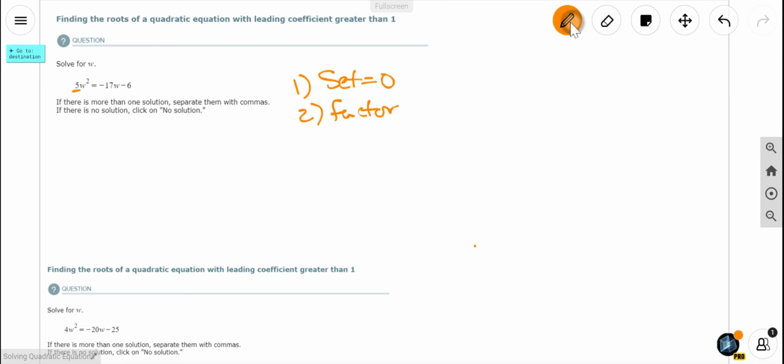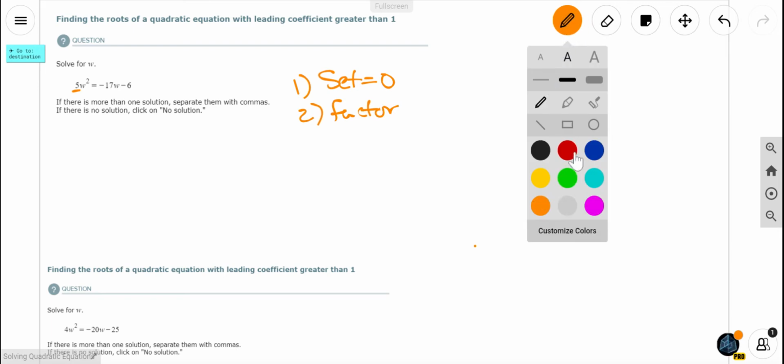I'm tired of orange. Let's get a different color. Let me get green. I love this green, you guys.